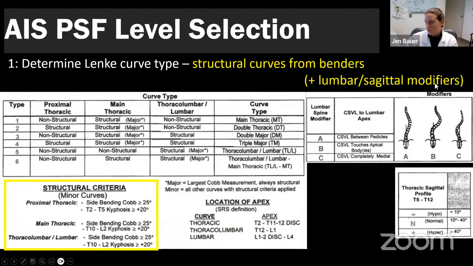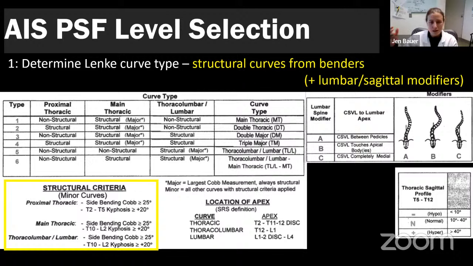You can see on this right side over here where you can see the spine drawn out. The lumbar modifier: you draw a center sacral vertebral line straight up the center of the body to see what the lumbar curve does at that point. Does it curve outside of that line completely so that the line doesn't touch the lumbar curve, or does the line go through a pedicle, so that would be a B, or does it stay right along, that would be an A.